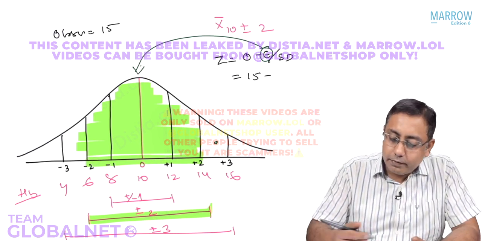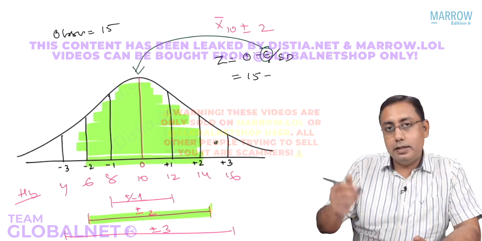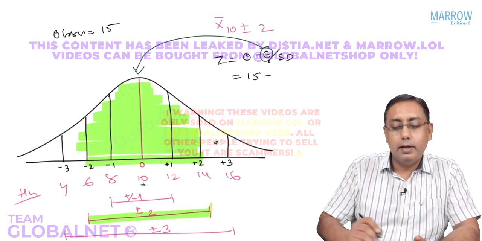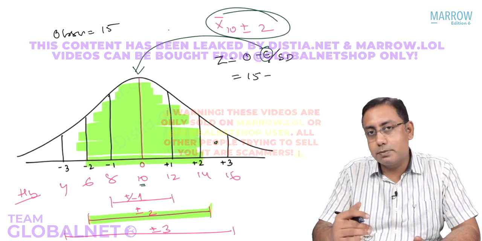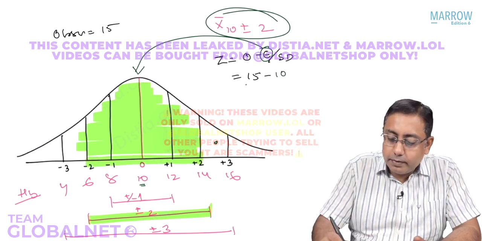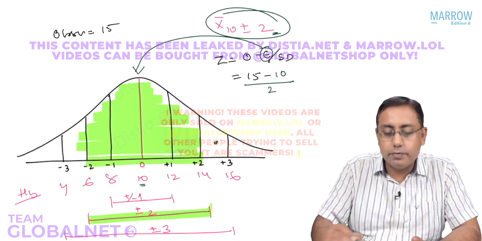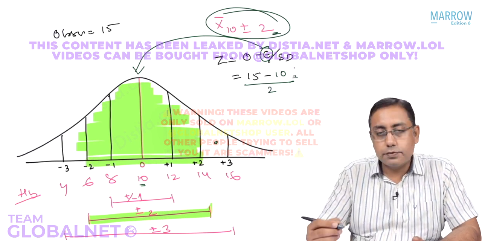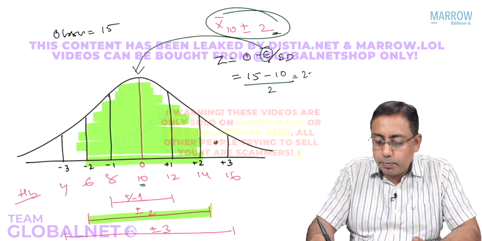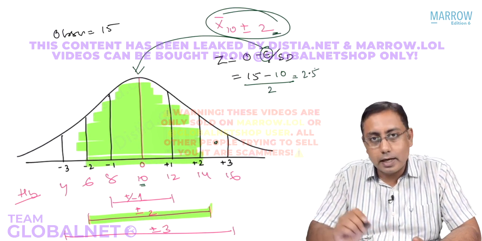So the expected value is the mean value. What is the mean in this particular example that we have taken? That is, the mean HB is 10, so observed 12 minus 10, divided by the standard deviation. How much standard deviation have they given? They have given 2. So what is the answer? That is 5 by 2, that is 2.5 will be the standard deviate.